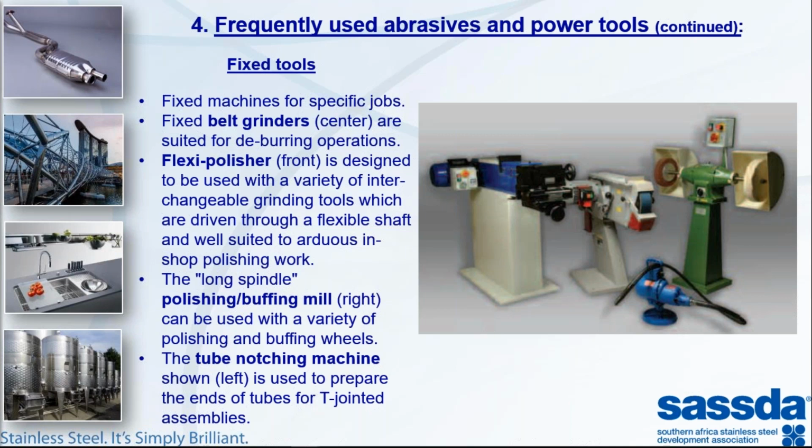Then on the right, there's the long spindle buffing mills. There you can put on there anything from a stone to a grinding stone to cloth wheels. Also, you will find one of these things in all stainless steel shops. Then you will also see where they do a lot of tubing, the tube notching machine, and it's used to prepare joints for pipe intersections, etc.